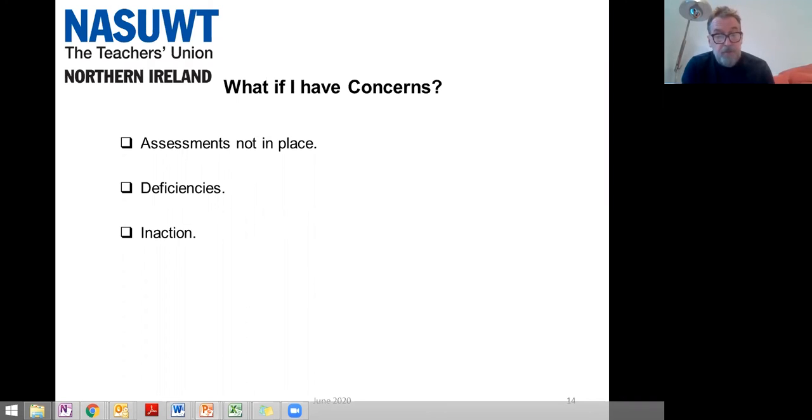Okay, inaction, number 3, inaction. Concerns have been raised, but nothing is being done. In these circumstances, it is important to report the situation to your health and safety representative, or directly to the NASUWT. So in serious cases, a complaint may be required to the health and safety executive, but that should only be done in consultation with the NASUWT.